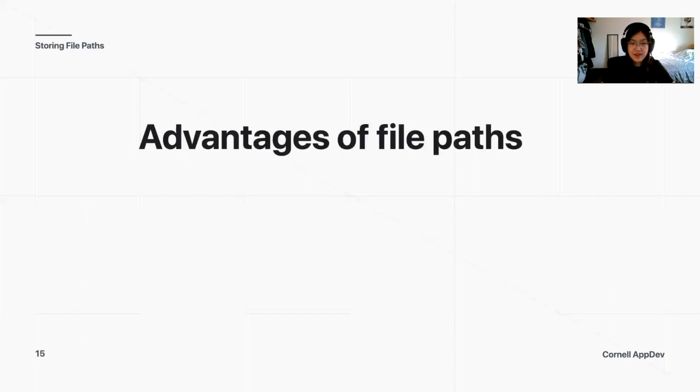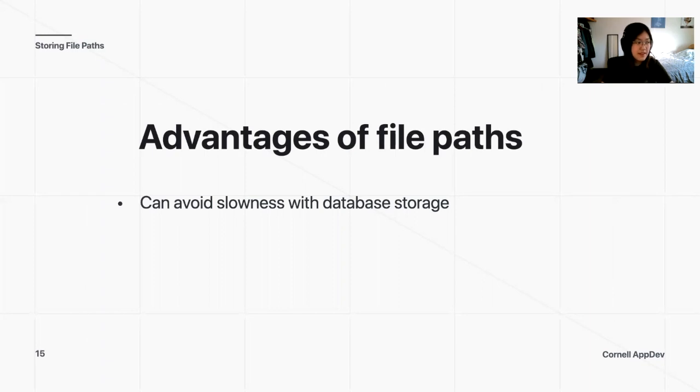So let's talk about advantages of the file paths. We can avoid some slowness with the database storage. In fact, it's really easy to parallelize retrieving file data, as the database isn't bogged down making a query for a massive image. So you can imagine, if you're trying to make a query for all images saved in your database and you have a ton of images, then your database is going to be available for making another query.